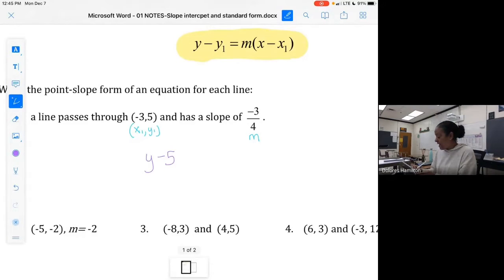Y minus 5 equals m, which is -3/4, times x minus, and our x1 is -3. So instead of saying minus -3, we write that as x plus 3. And that's our equation of a line.